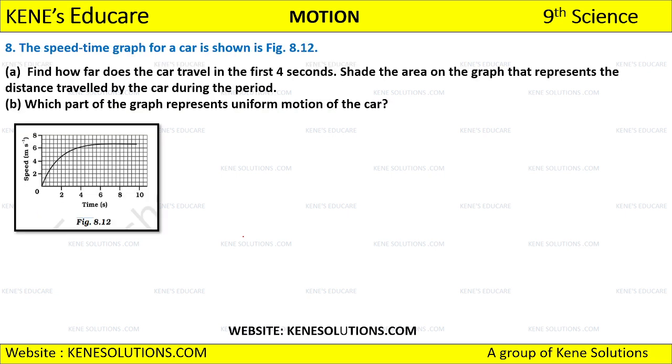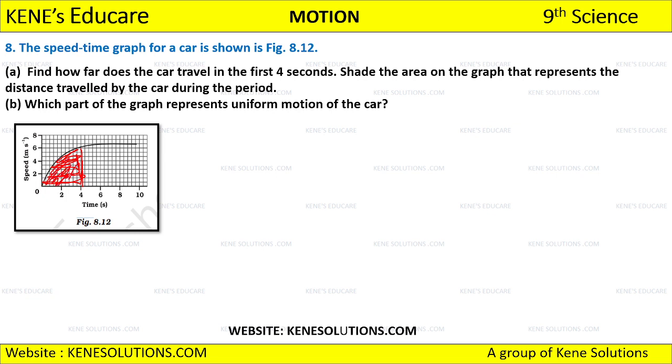Okay. Then for 8th one, the speed time graph for the car is shown. You have to find out how far does the car travel in first 4 seconds. Shade the area on the graph that represents the distance traveled by the car. So the area, once you calculate it, you will see that this much area you will have to shade. So in 4 seconds it will travel this much, right? So you have to shade this whole area.